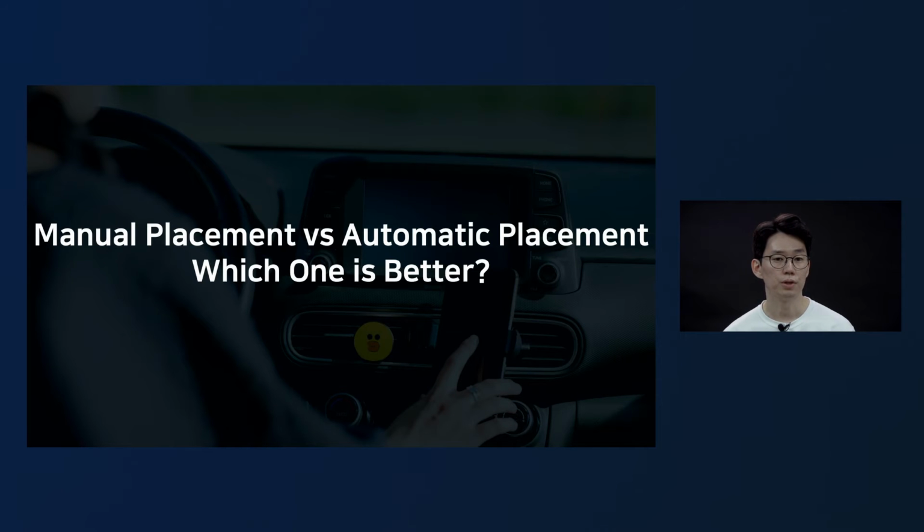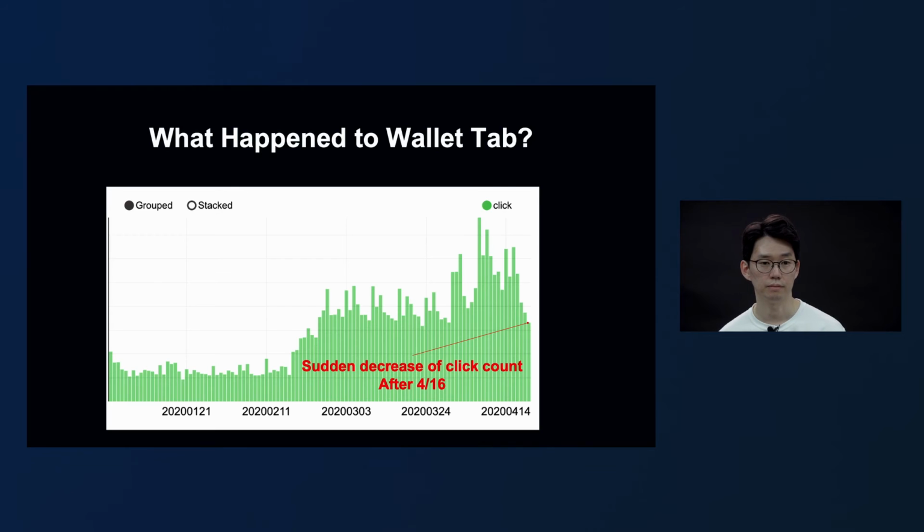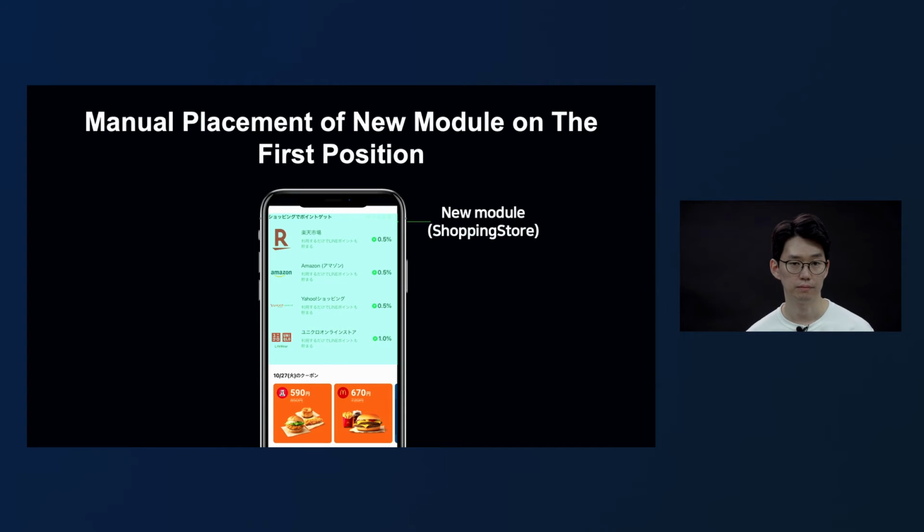During service, we could see the difference between manual placement by humans and automatic placement by our recommender system. The figure shows the number of clicks in the LINE Wallet module. As you can see, after April 16, the number of clicks decreased dramatically. This is because the shopping module started to be displayed in LINE Wallet as of April 16.